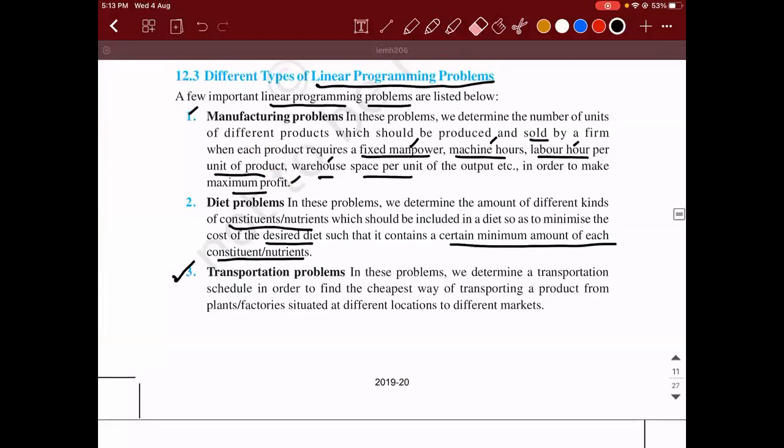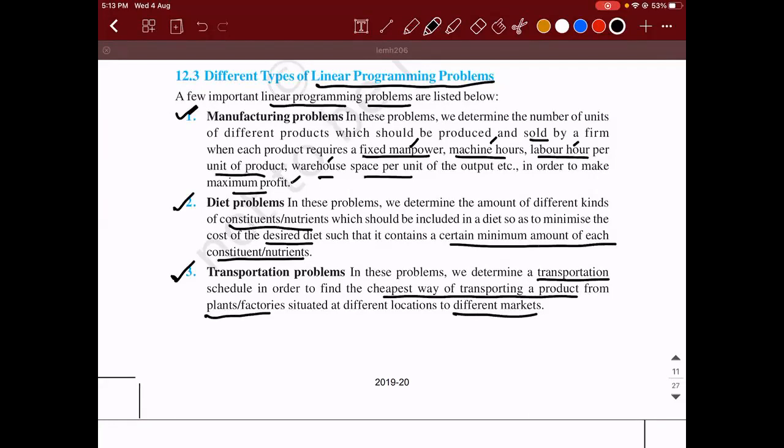So there are three kinds I told you, right? One is manufacturing, one is diet-based, and the third is transportation. The name itself is suggesting. Transportation means we determine the transportation schedule in order to find the cheapest way of transporting a product from plants or factories situated at different locations to different markets. Here also, you will try to minimize the cost. Transportation means you are paying for the transportation, so you will try to minimize the cost.